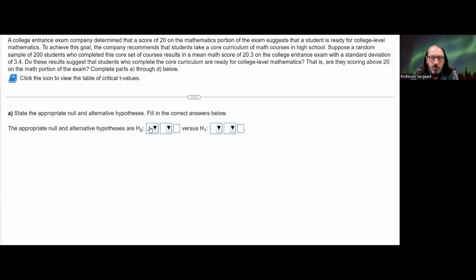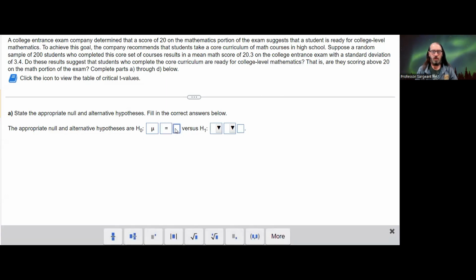So the null hypothesis, when we're talking about the parameter regarding population mean, is always about mu. The null hypothesis always has equal, innocent until proven guilty, which would mean here that overall the population mean is 20. And we have this subpopulation taking the core curriculum, still about mu, strictly greater than, and comparing against the same number, 20.